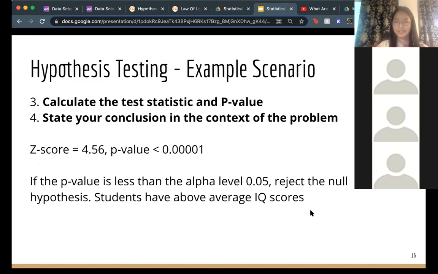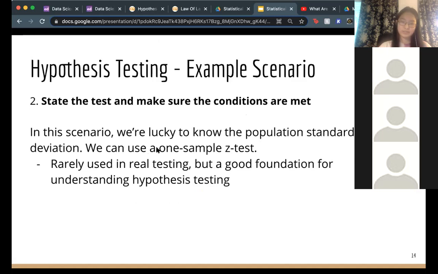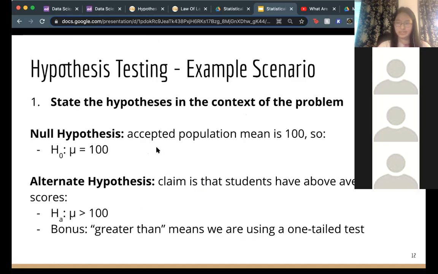So, calculating the test statistic, there's a formula for the z-test, and I don't really think it's necessary to show, especially since you're not even going to use it anyway. But if you were to plug it into code or into the statistic and calculate it, what you end up getting is a z-score of 4.56 and a p-value, based on the z-score, under 0.0001. And if you remember before, if your p-value is less than your alpha level or your significance level, which is 0.05, you can reject the null hypothesis. So if you remember our null hypothesis here, it's that the mean's just 100.